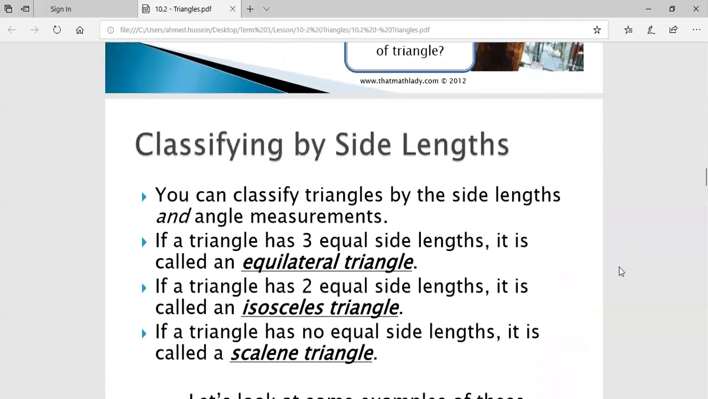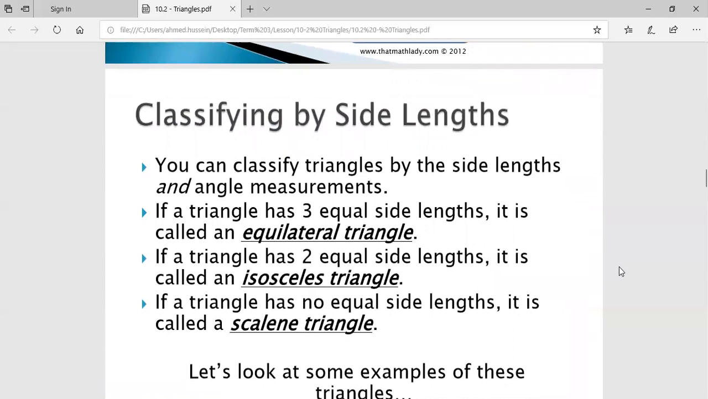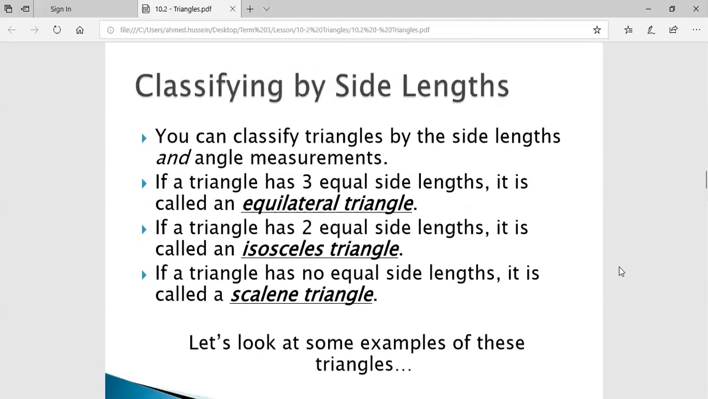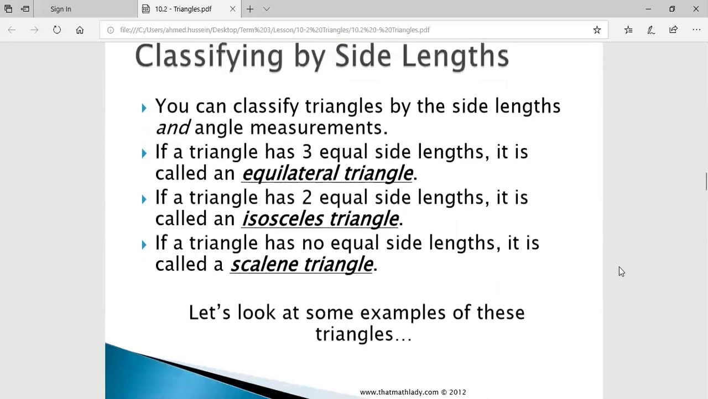Now we're going to learn how to classify it by the side lengths. If the triangle has three equal side lengths, it's called an equilateral triangle. And if it has two equal side lengths, we can call it an isosceles triangle. And if there is no equal side length, we call it a scalene triangle.